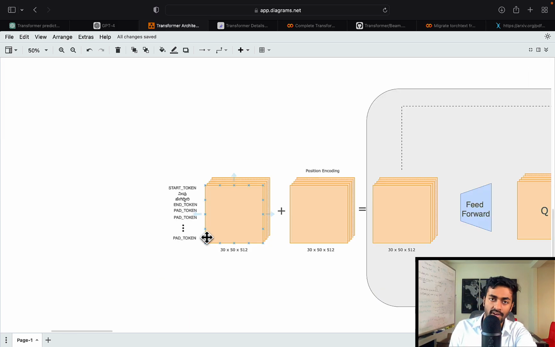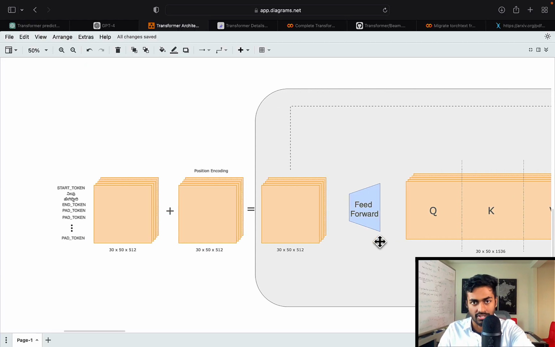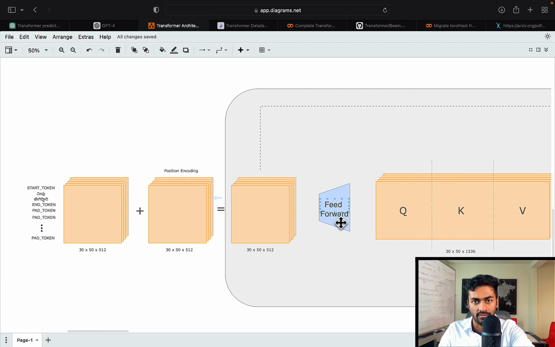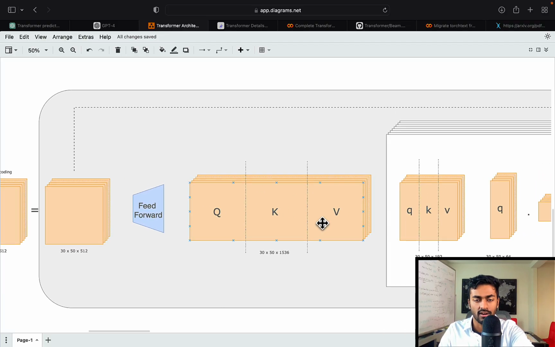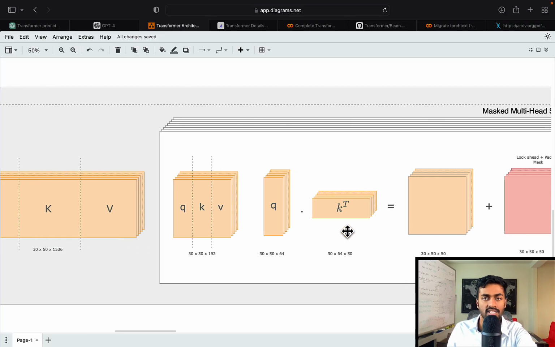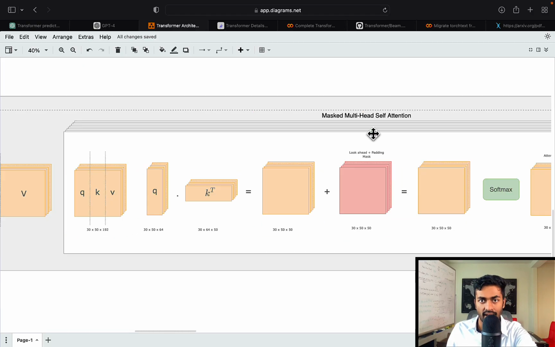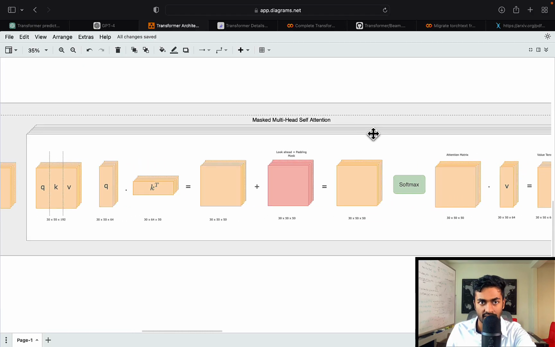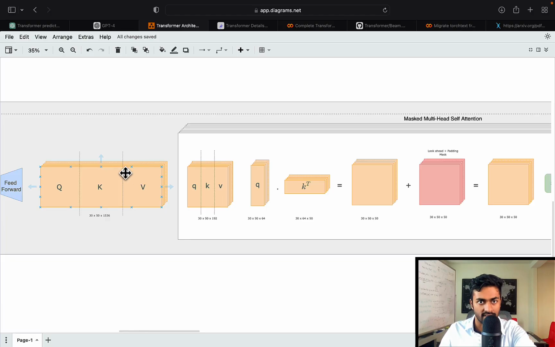Now, in much the same way as before, we add a positional encoding. And once we add a positional encoding, we're going to pass it through a feed-forward network to get query, key and value vectors and perform masked self-attention as we did in the English case. So it's masked multi-head self-attention here. So it's the same dimensions. We'll take the query, key, value, split it up into 8 different heads, and multiply the query and the key tensor.